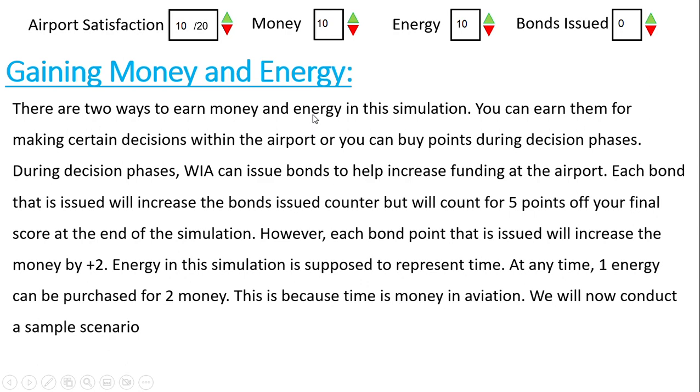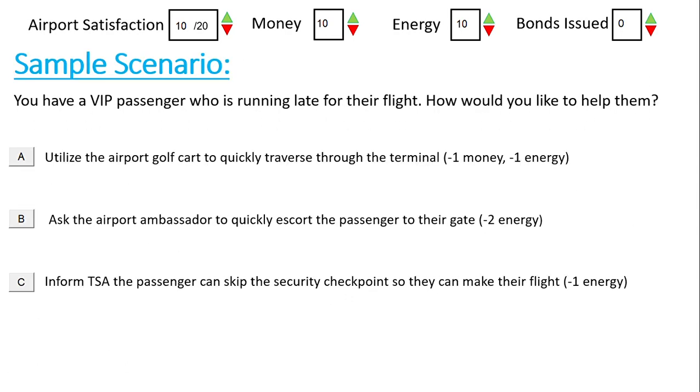All right, let's continue with a mock simulation. So we have a sample scenario here. You are running the airport at Wilson International Airport. You have a VIP passenger who's running late for their flight. How would you like to help them? You can utilize the golf cart, ask the airport ambassador, or inform TSA to skip a security checkpoint. Obviously, these two are a slightly safer answer than the bottom one.